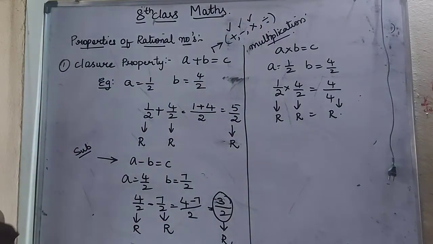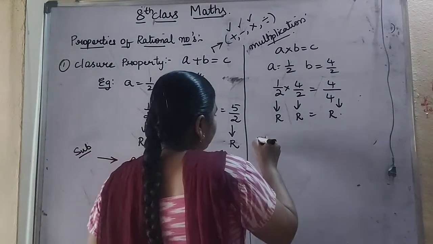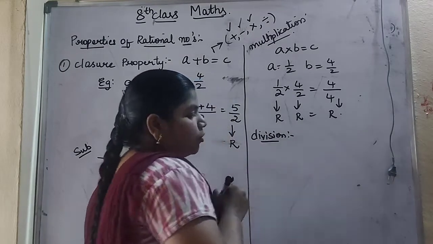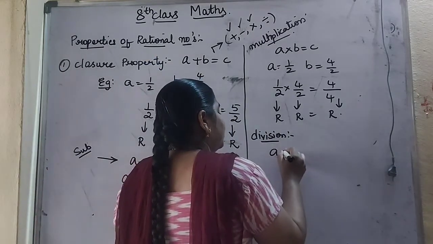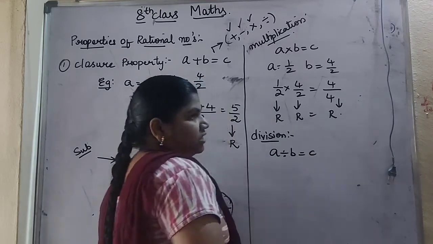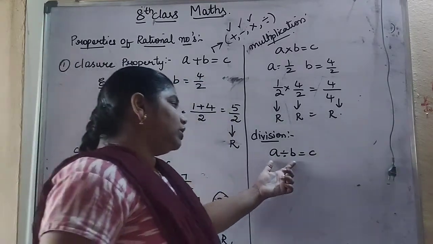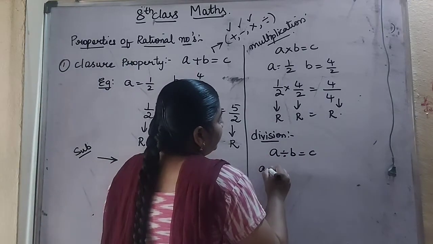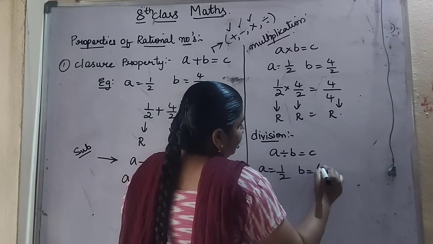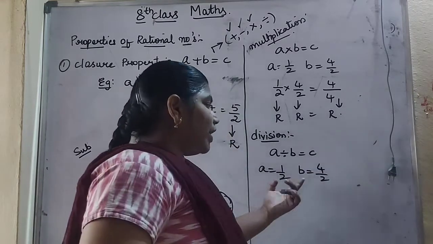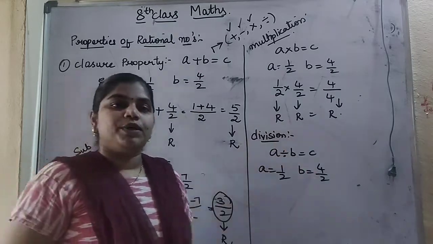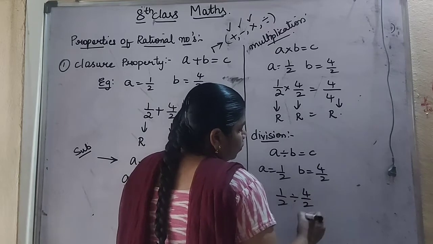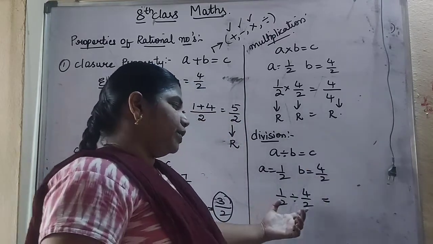Last one is division. What is the general form of division? That is A divided by B is equal to C. That means if you divide any two rational numbers, the result should again be a rational number. I am taking the A value as 1 by 2 and the B value as 4 by 2. After dividing these two rational numbers, the result should again be a rational number. So 1 by 2 divided by 4 by 2 is equal to, how do we divide these two rational numbers?